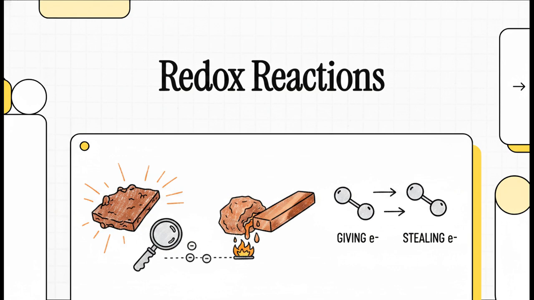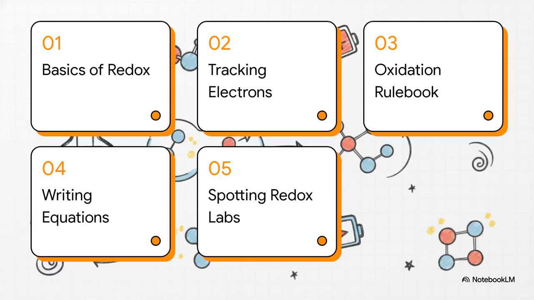By the end of our time together today, you'll be able to track exactly who's stealing electrons and who's giving them away. Here's our quick roadmap for the investigation. We're covering the basics of redox, tracking electrons with a handy rule called OIL RIG, checking out the oxidation number rulebook, writing half equations, and finally spotting redox in the lab. Let's get right into it.